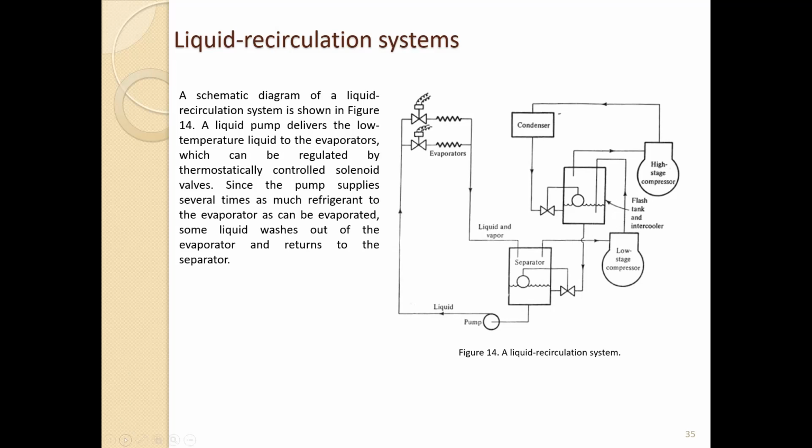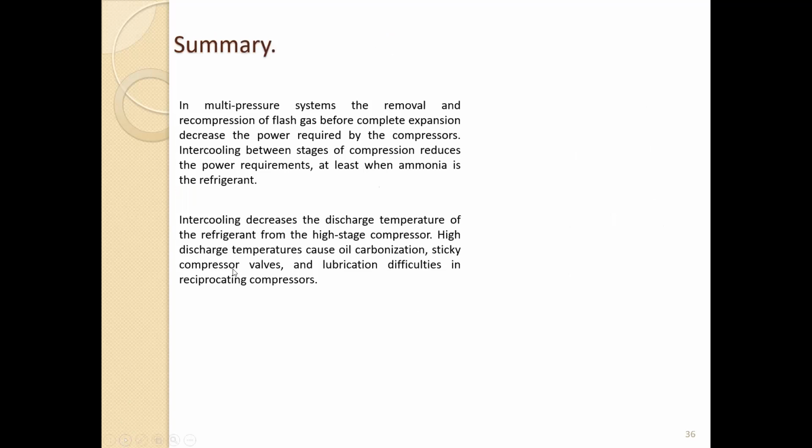Dami pang iba-ibang system. Summary: in multi-pressure systems, the removal and the compression of flash gas before complete expansion decrease the power required by the compressor. Intercooling between stages of compression reduces the power requirement, at least when ammonia is the refrigerant. Yan, common. Intercooling decreases the discharge temperature of the refrigerant from the high stage compressor. High discharge temperature causes oil carbonization, sticky compressor valves, and lubrication difficulties in reciprocating compressors. So, ano sa example natin, yung alin doon, yung bumaba yung discharge temperature.